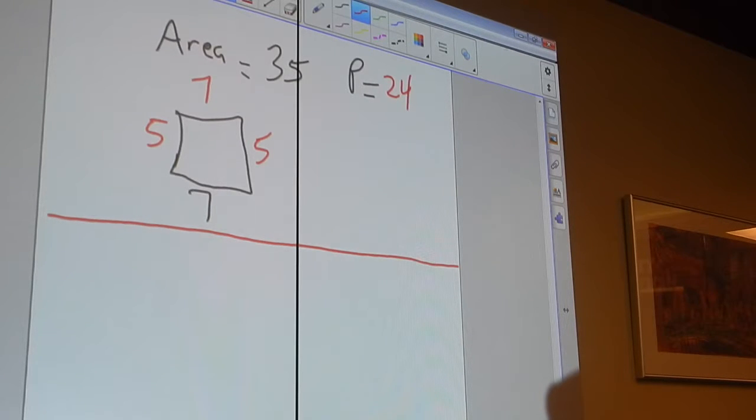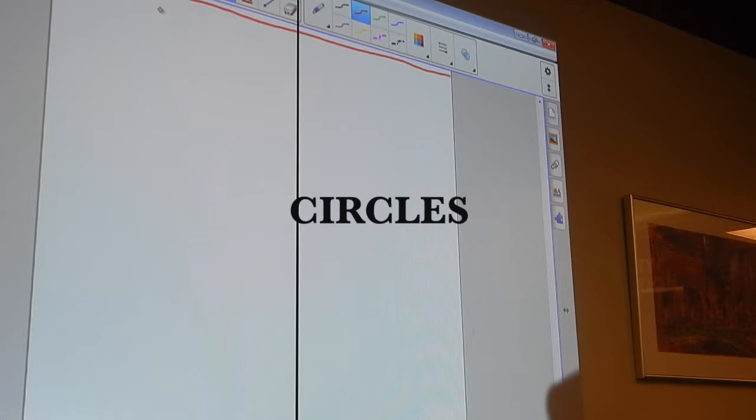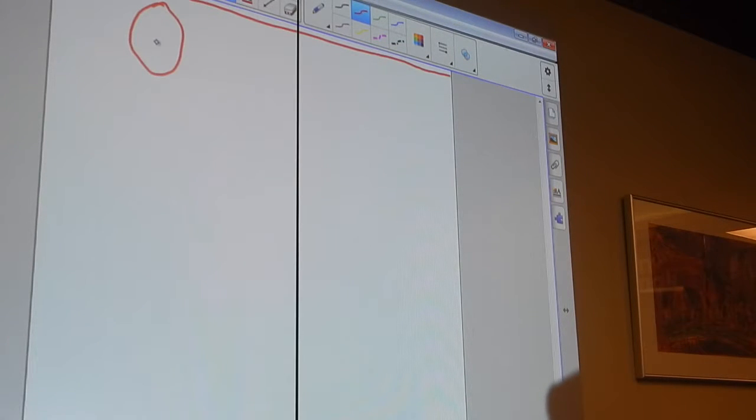I want to go on to what I'd say is the second part of area and perimeter, which is circles. Let's talk about circles. Area and perimeter with circles, also called area and circumference.